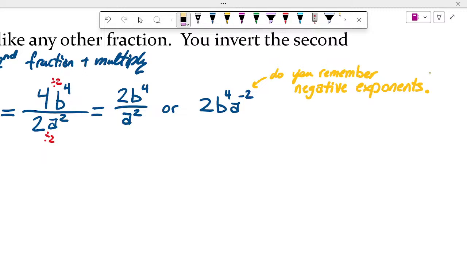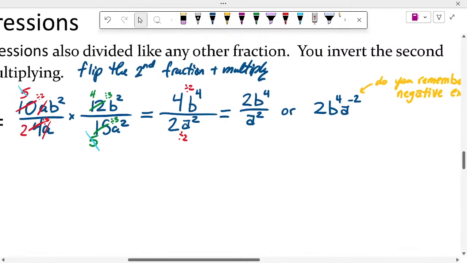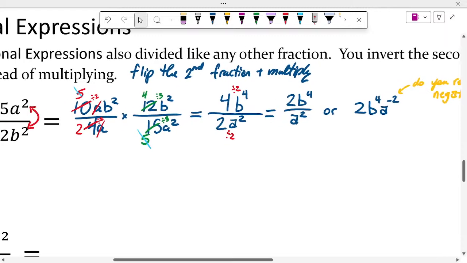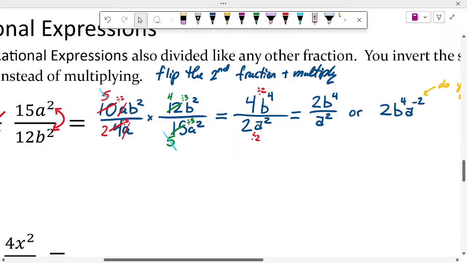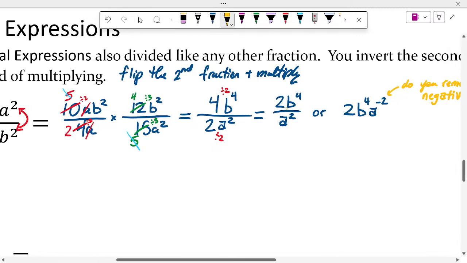Okay, I'm going to try to make sense here. The 2b^4 over a^2, you can reverse back to the original 10ab and 4a, right? If you wanted to, yeah, you could multiply the top and the bottom by 5. But there's been a lot of canceling, so you'd have to undo everything we've done. I don't really know why you would ever want to unsimplify something.